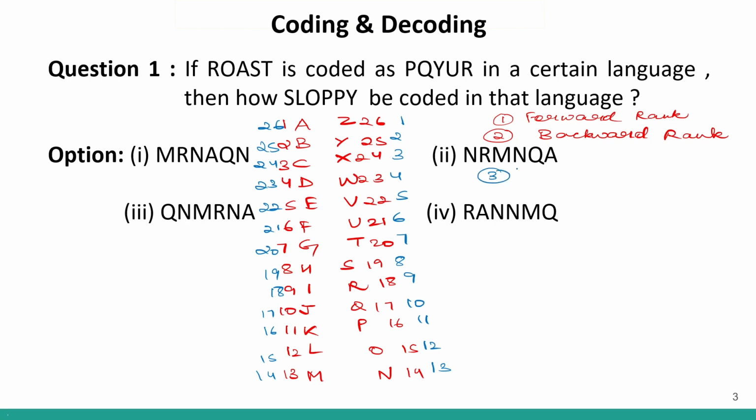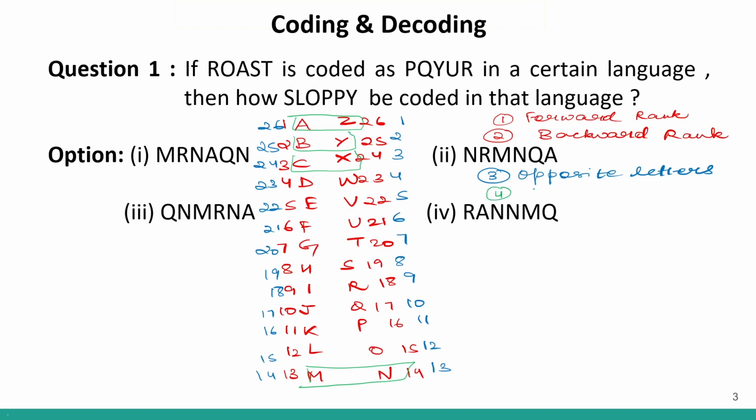The third concept is of opposite letters. Basically, when we arrange our letters like this, A is in front of Z. Correct? That means A and Z are opposite letters. Similarly, B and Y are opposite letters. C and X are opposite letters, and so on up until M and N are opposite letters. So this is the concept of opposite letters.